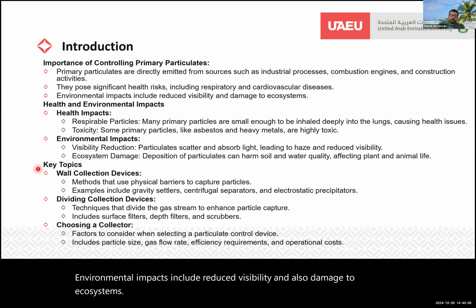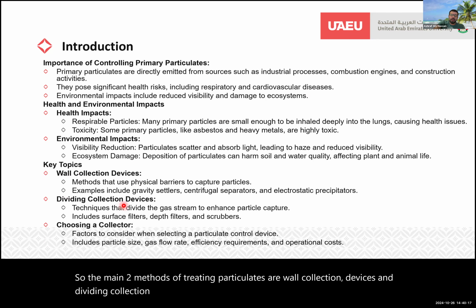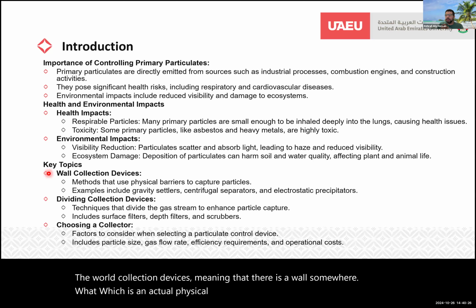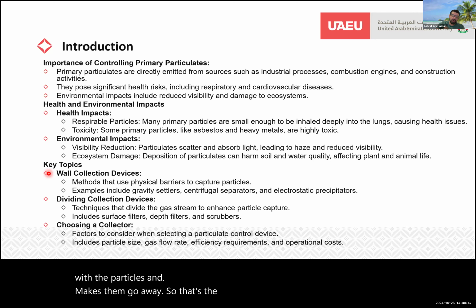So the main two methods of treating particulates are wall collection devices and dividing devices. The wall collection devices, meaning that there is a wall somewhere, which is an actual physical barrier, that will work so that particles can be attached. So there is some kind of a surface that interacts with the particles and makes them go away. So that's the first part, the wall collection device.